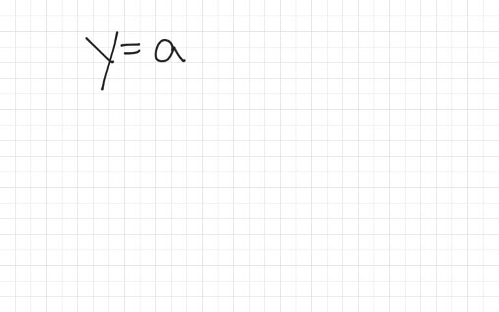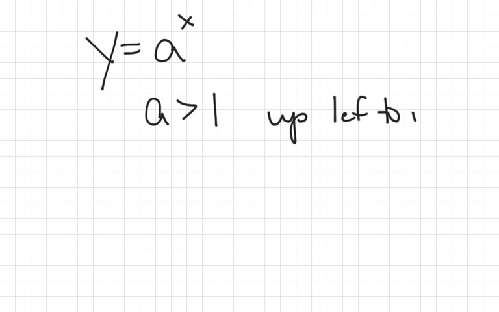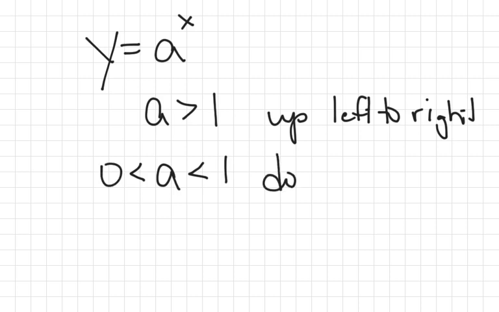For an exponential function, y equals a to the x, if a is greater than 1, the graph is going to go up from left to right. And if a is between 0 and 1, the graph of the exponential function is going to go down from left to right. That'll give you a general idea of what the graphs are going to look like, although I expect you'll probably just put them in your calculator.